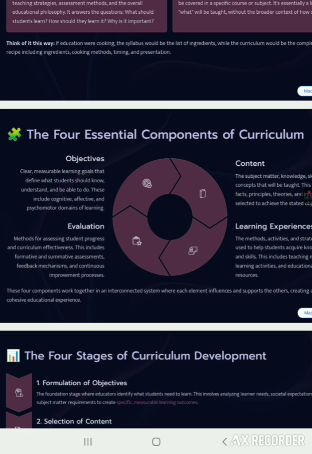So objectives are clear, measurable learning goals that define what students should know, understand and be able to do. These include cognitive, affective and psychomotor domains of learning. So basically what I am telling you, you are going to measure the goals, means how you were before the class and what you are after the class. Okay, and it should be clear. It should not be like, I want this, no.